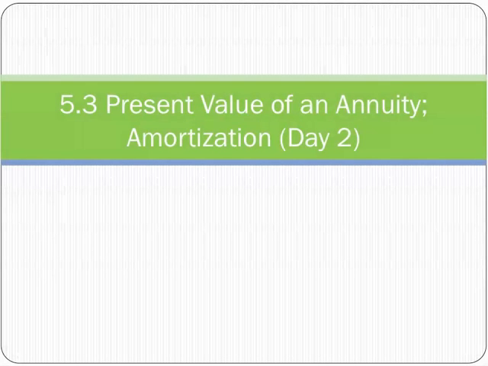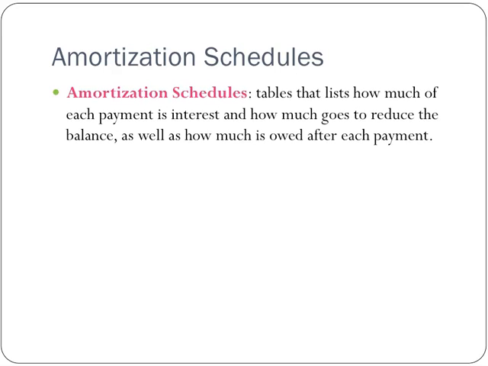Now that we've talked about annuities and we've talked a little bit about amortization, we're going to focus today on reading amortization schedules and how we can come up with these amortization schedules ourselves. So amortization schedules are tables that list how much of each payment is interest and how much goes into reducing the balance, as well as how much is owed after each payment.